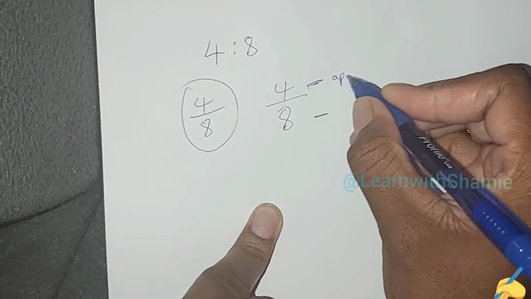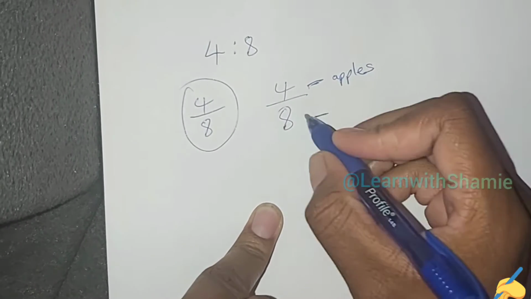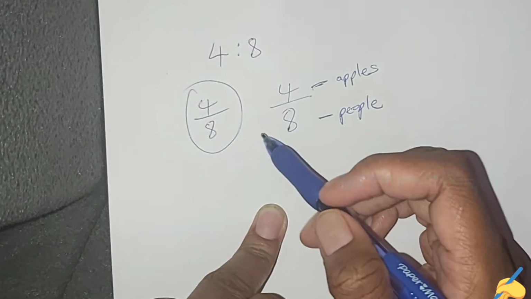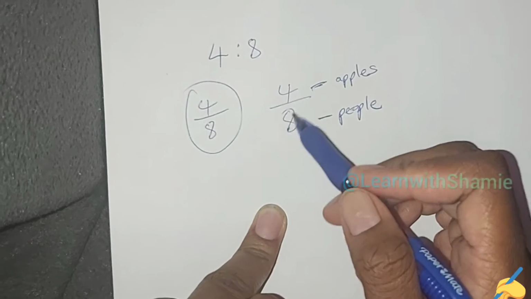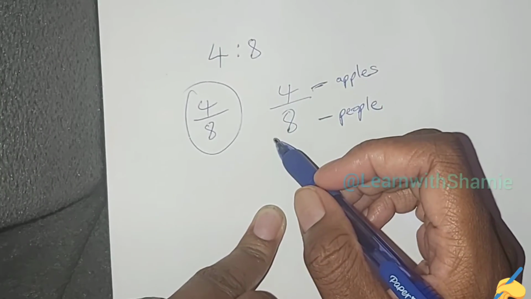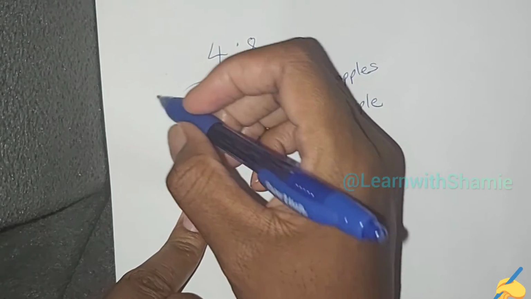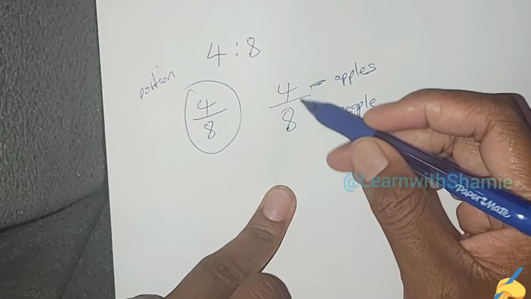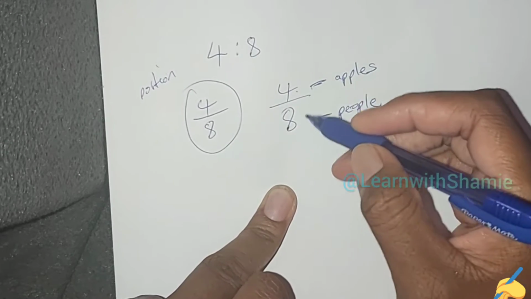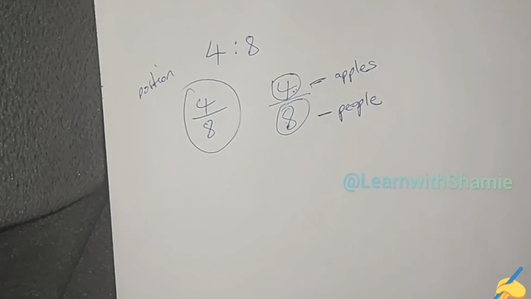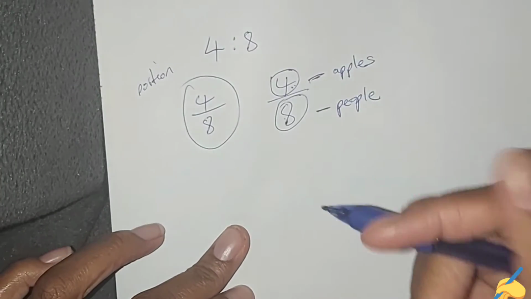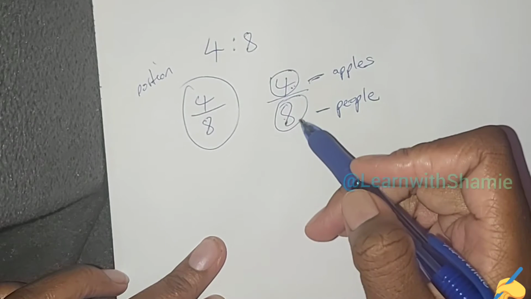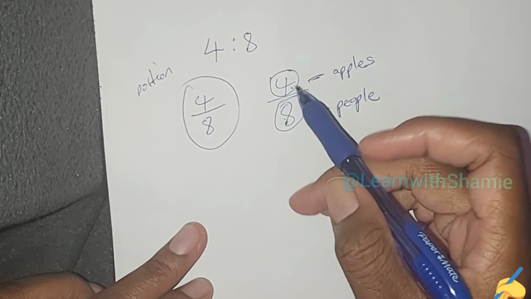So 4 apples to be shared amongst 8 people. So ratios and fractions can be written the same way, it's just how we use them. Fraction, as I said, shows a portion of something, and ratio is a comparison or relationship of two different things. So if we should work out how many apples each person would get, you'd say 4 apples to be shared among 8 people. You would have to divide.